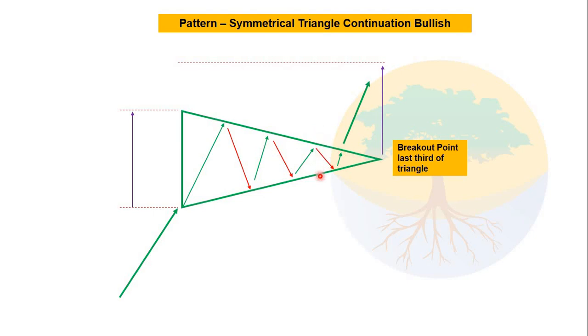In the last third of the triangle is where you expect the breakout to happen. In this case, since it's a continuation pattern, we know price is going to break upwards. So when price breaks upwards, that's where traders are looking to enter or buy into the position. Again, you measure the distance that is made by the triangle after it has been formed. That distance is projected upwards to reach a target that is expected after the breakout.